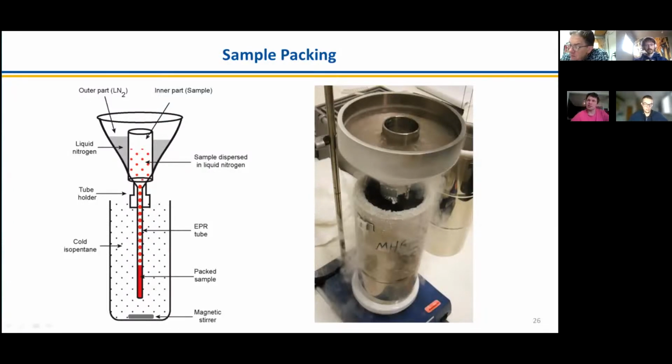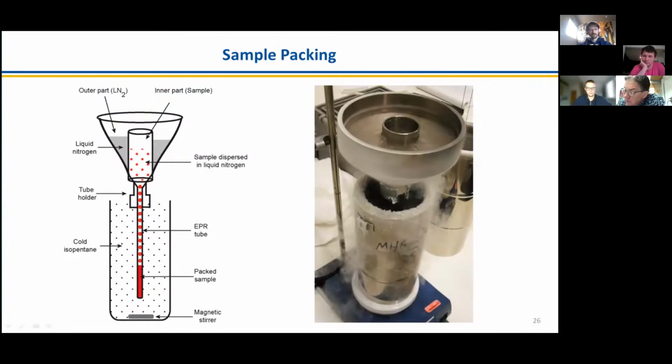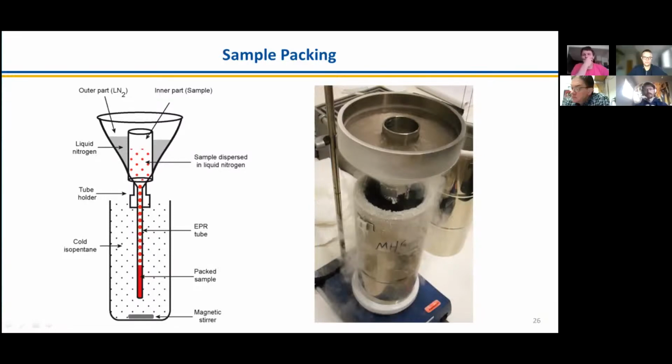I completely agree with you that the condensation of air moisture is an issue. It leads to a dilution of the spins in your sample. So far, the only thing we can do is to pack it as quickly as possible, so that it stays in the air for the least amount of time.